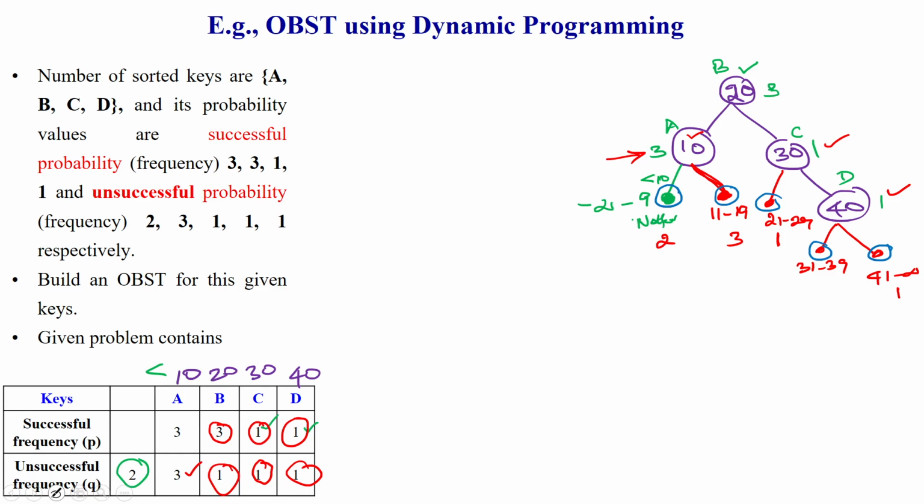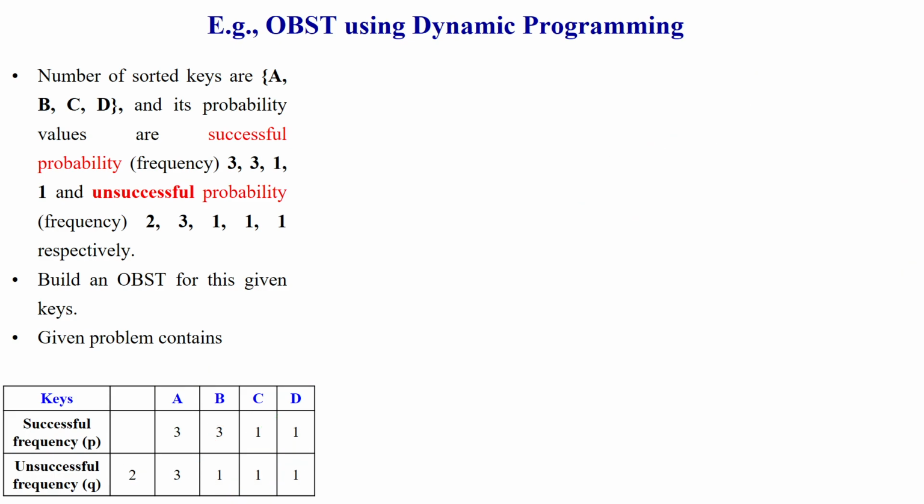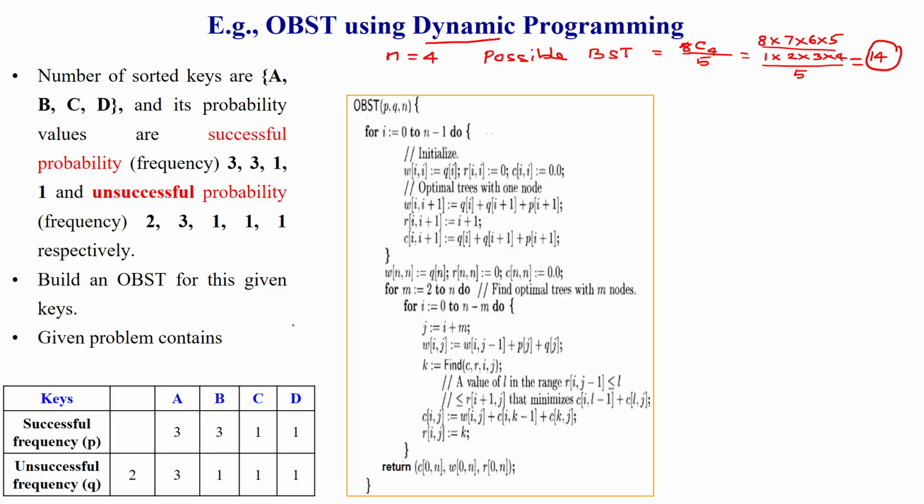Based upon this, I am going to write the algorithm. For n number of possible keys, how many keys are here? The keys are 4. If our keys are 4, then the possible number of binary trees is 14. So instead of constructing 14 binary search trees, we are going to apply the dynamic programming method. Here we will construct a single binary search tree, but indirectly we will construct all kinds of binary search trees with less time.